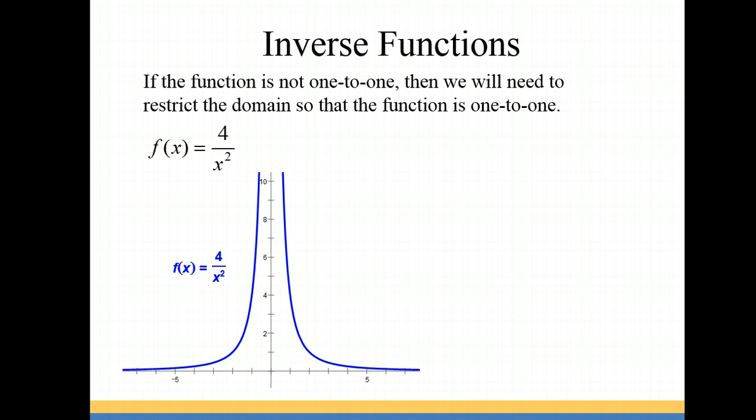If your function is not one-to-one, then you will need to restrict the domain so it is one-to-one in order to find the inverse of the function. If you don't do this, then the inverse of the function, when we flip it over the line y equals x, will not be a function itself. We want both the function and its inverse to be functions.